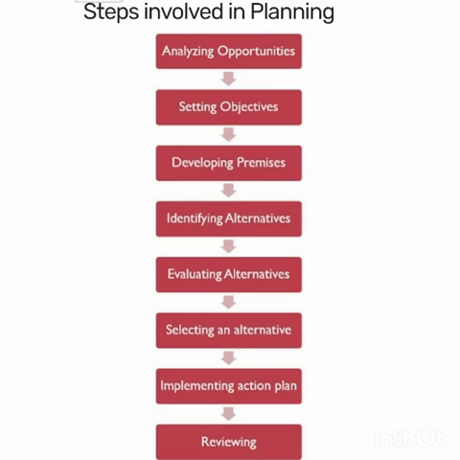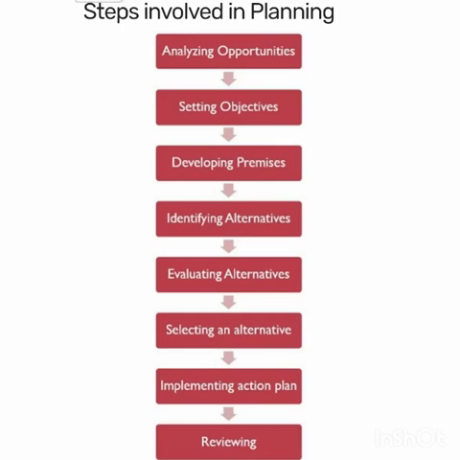The important steps involved in the planning process are: first one, setting objectives; second one, developing premises; third step, identifying alternative courses of action; fourth step, evaluating alternative courses; fifth one, selecting an alternative; then implementing the plan; and the last step involved in the planning process is follow-up action. Now we are going to analyze each and every step involved in the planning process.